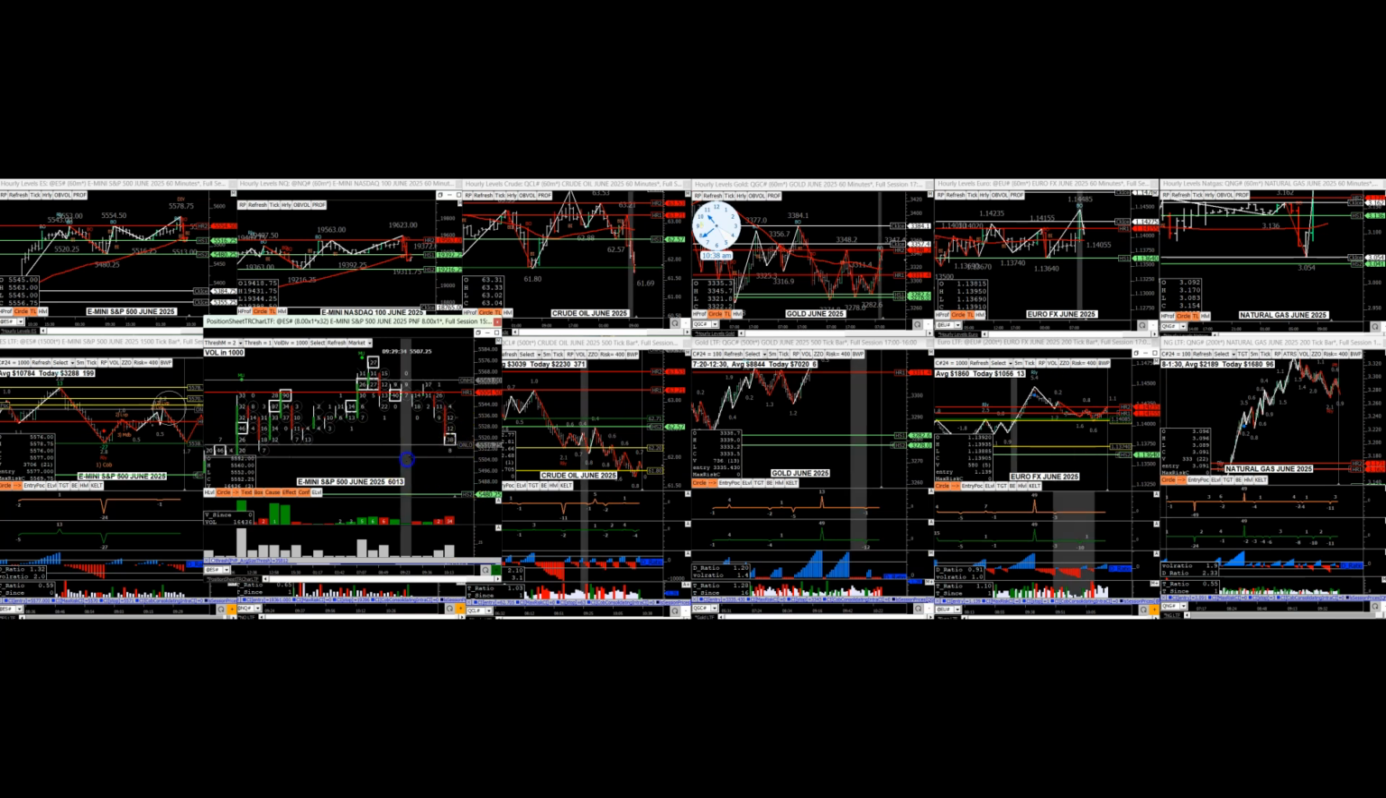Now I'm interested in this area because it's a pretty good area. I just want to see what happens here. There's a reversal.